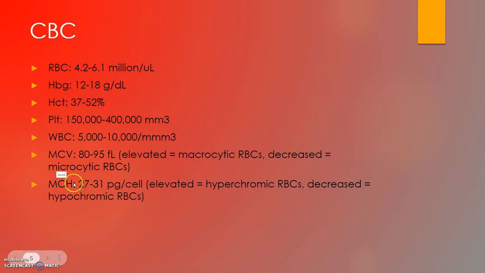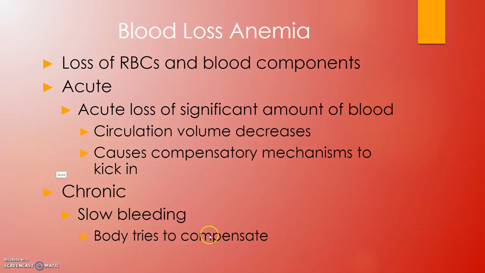MCH stands for mean corpuscular hemoglobin, and that's the average amount of hemoglobin that's present in your red blood cell. So if it's high, it's hyperchromic, and if it's low, it's hypochromic. And hypochromic red blood cells, you can actually tell when you look at the red blood cell, they're very pale in the center. They're not able to carry much hemoglobin around. So we'll go over blood loss anemia first.